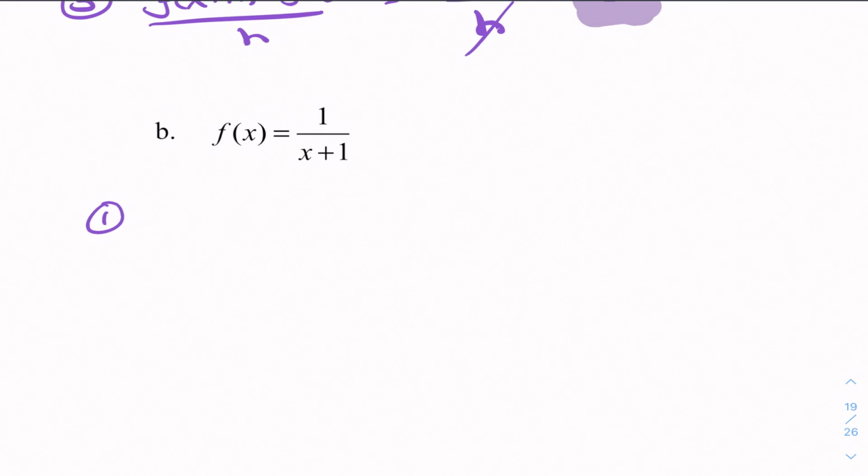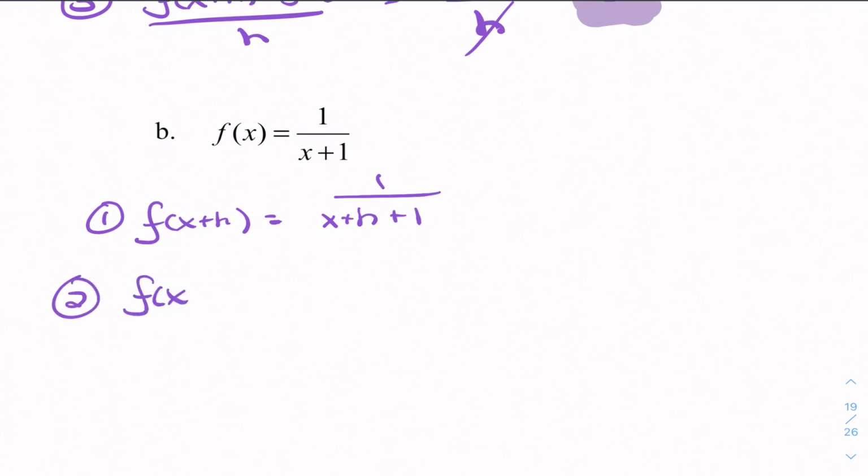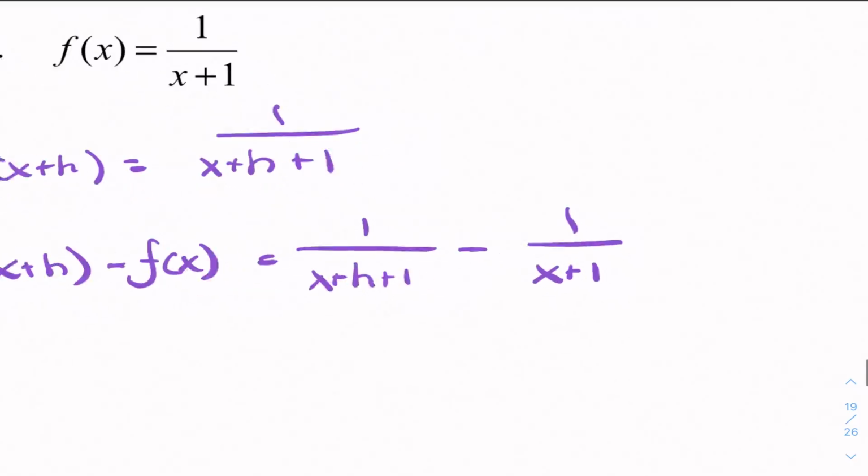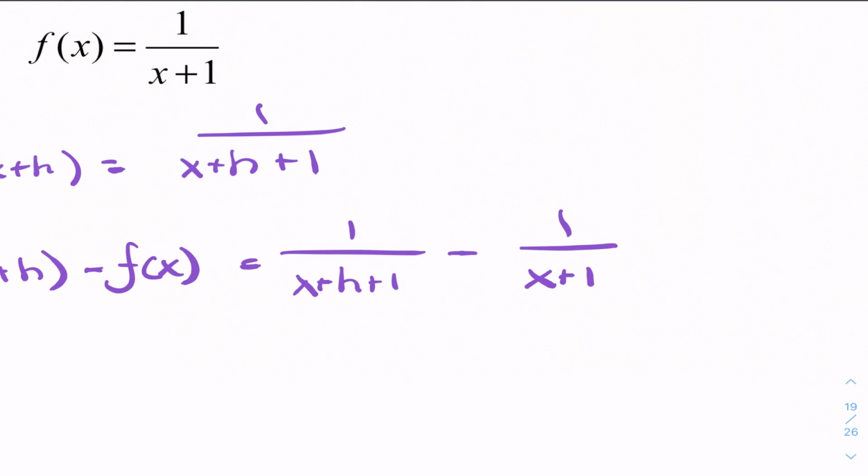Step 1, we're going to identify what f of x plus h is. Wherever we see an x, we're going to write x plus h. Here, we don't have to simplify. Step 2 is we subtract our original function from what we just found. So this would be 1 over (x plus h plus 1) minus 1 over (x plus 1). Here, we are going to have to get a common denominator. So I need to multiply this by x plus 1, and this I'm going to multiply by x plus h plus 1, to the top and to the bottom.